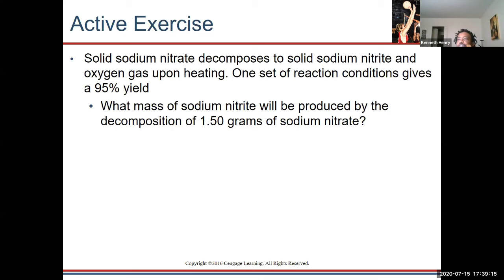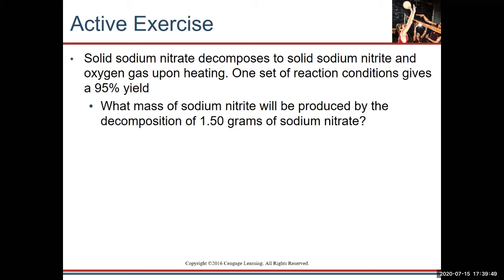Okay, so what do we need to do? It says solid sodium nitrate decomposes to solid sodium nitrite and oxygen gas upon heating. One set of reaction conditions gives 95% yield. What mass of sodium nitrite will be produced by the decomposition of 1.5 grams of sodium nitrate? So sodium nitrate. Cross the life first. Sodium nitrate, we'll look for sodium.